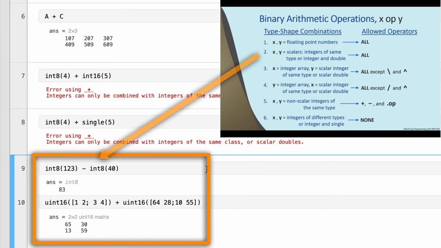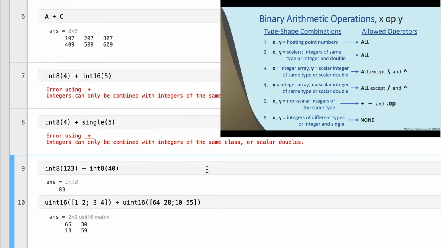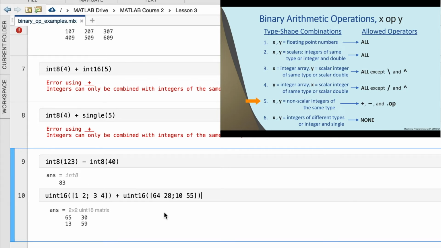Here we've used Rule 2 and Rule 5. Those rules, in fact, all the rules from 2 to 5 include shape specifications, and they all include at least one integer. One thing to notice is that every rule in the table, except for Rule 5, includes mixed mode arithmetic. Rule 5 deals with integers of the same type that are not scalars, and it tells us that only the array operators work for them.